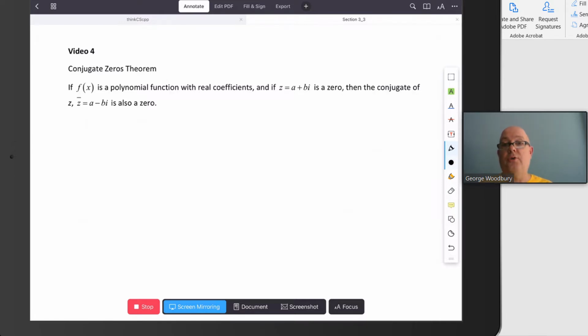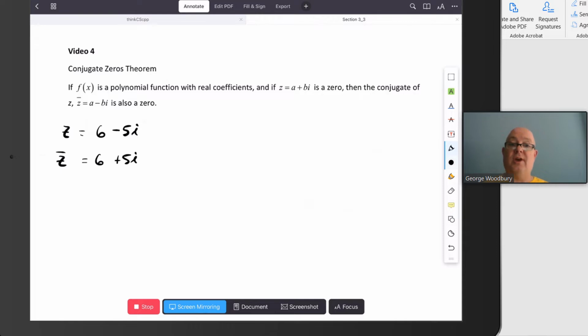If f of x is a polynomial function with real coefficients, and if some complex number z is a zero, then the conjugate of z is also a zero. So conjugates have the same real and imaginary parts, but the sign of the imaginary part is different. For instance, if z was 6 minus 5i, the conjugate of z, which we can write with a bar above it, is going to be 6 plus 5i.